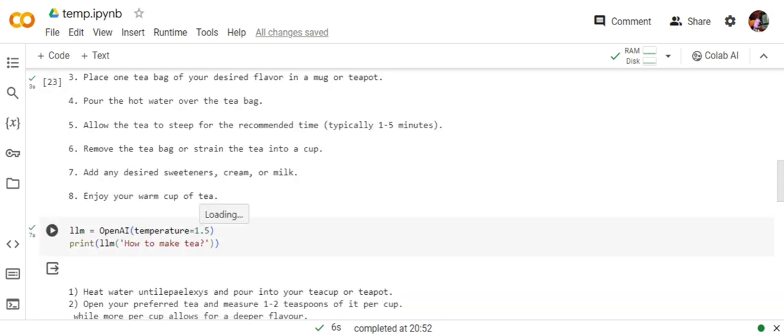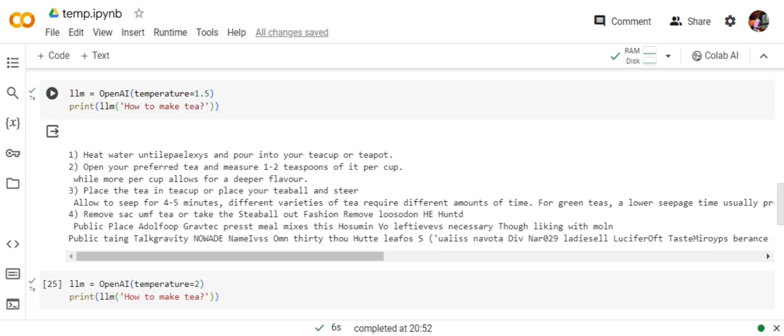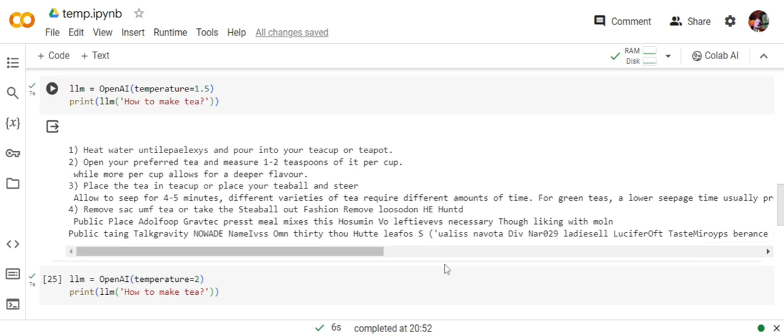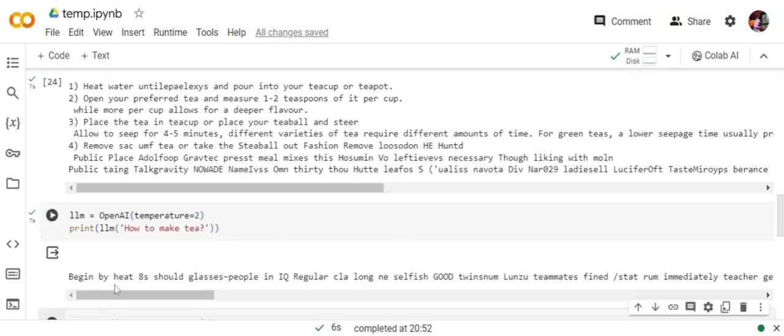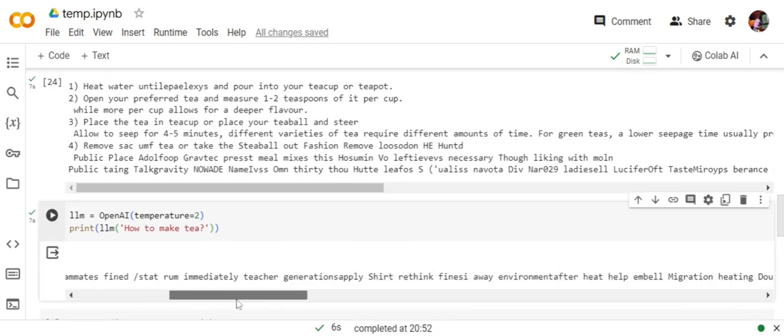Now, keeping the temperature at 1.5, here you will see some words that you haven't seen before. In the first sentence, you can see strange words like "remove laws done" and other garbage text has started coming out. And when going to temperature equals 2, you can see that the answer is completely garbage.